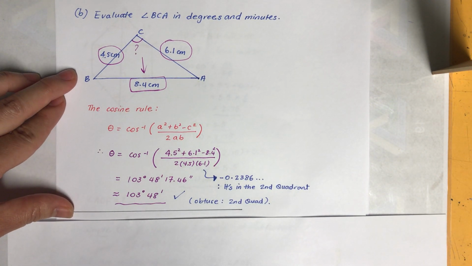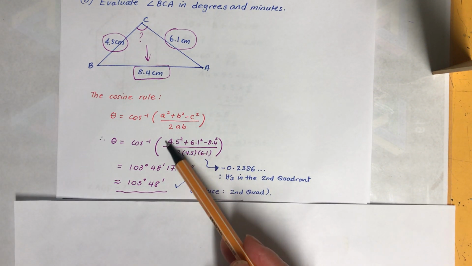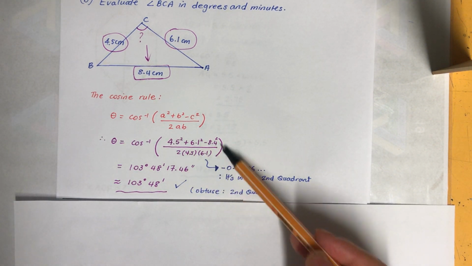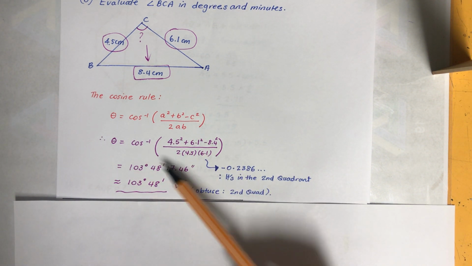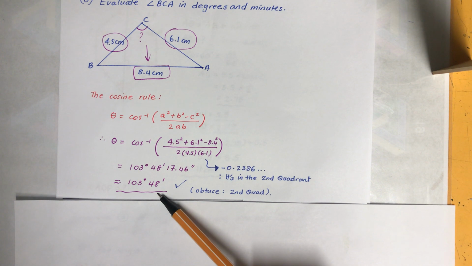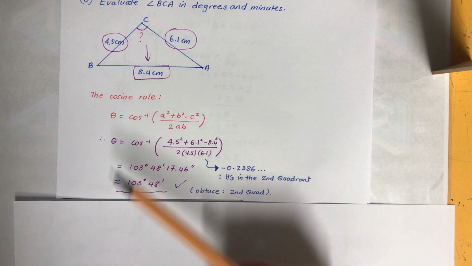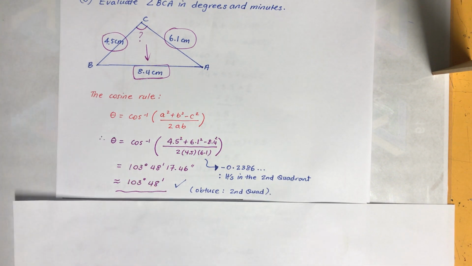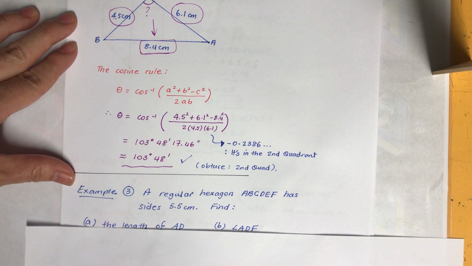Okay, now the interesting part here, if you just calculate this separately, you will get a negative value. Why? Because it's going to be an obtuse angle. Obtuse angle is in the second quadrant, which is negative for cosine. Okay, so just an interesting part there. You have to remember All Stations To City.